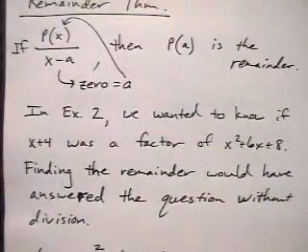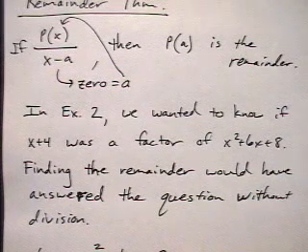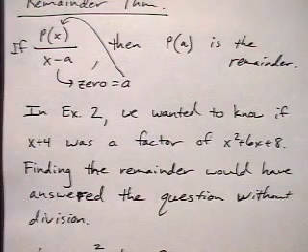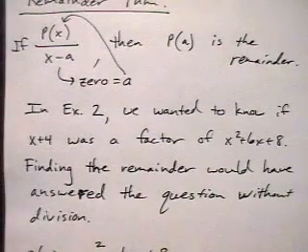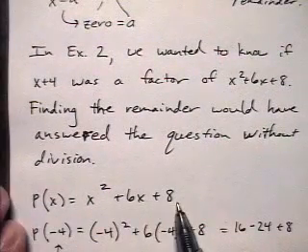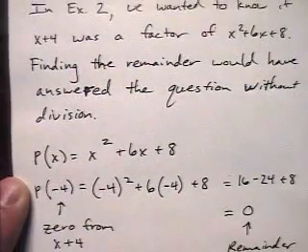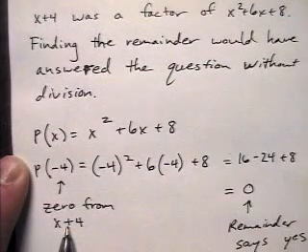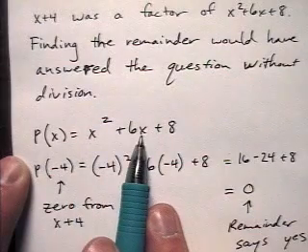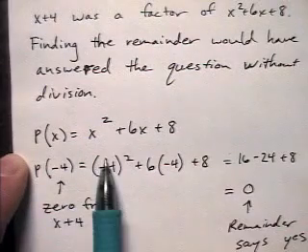If you go back to example 2, we wanted to know if x plus 4 was a factor of x squared plus 6x plus 8. Finding the remainder would have answered the question without having to use division at all. In other words, we started off with P of x equals x squared plus 6x plus 8. We wanted to know if x plus 4 was a factor. The 0 that comes from x plus 4, what is that? Negative 4. So the remainder theorem says, hey, if you plug negative 4 in for all the x's, then the number that you get at the end is your remainder.